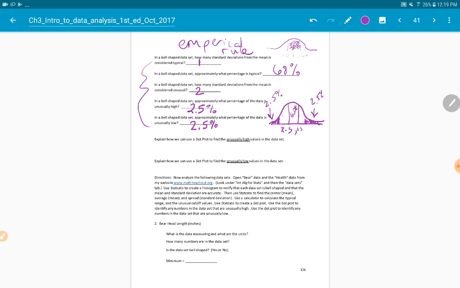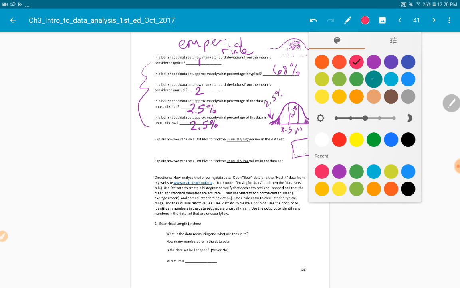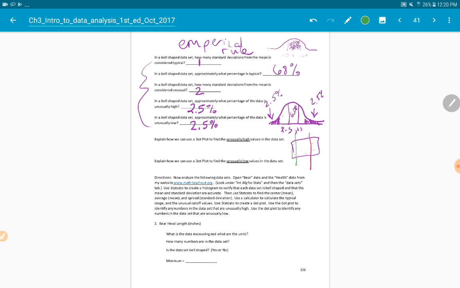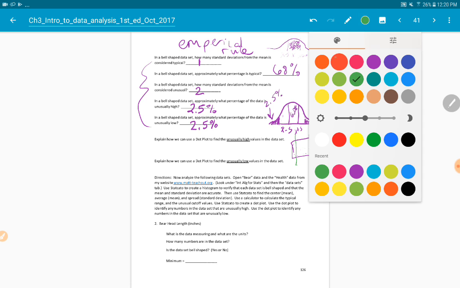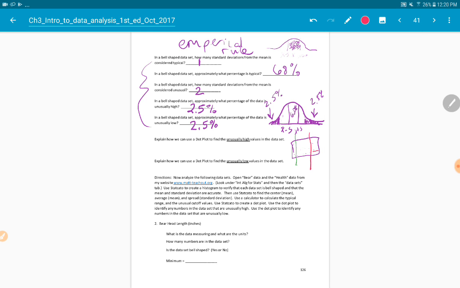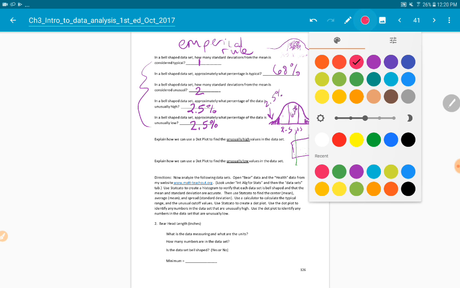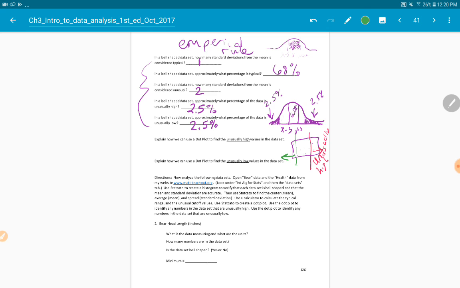Explain how we can use the dot plot to find the unusually high values. So once we have our unusual values, if we have our dot plot here, my unusually high limit will be a line, and my unusually low limit will be a line, and these are like fences. So everything to the right of that value on the dot plot is unusually high. And everything to the left of the unusually low limit is unusually low.